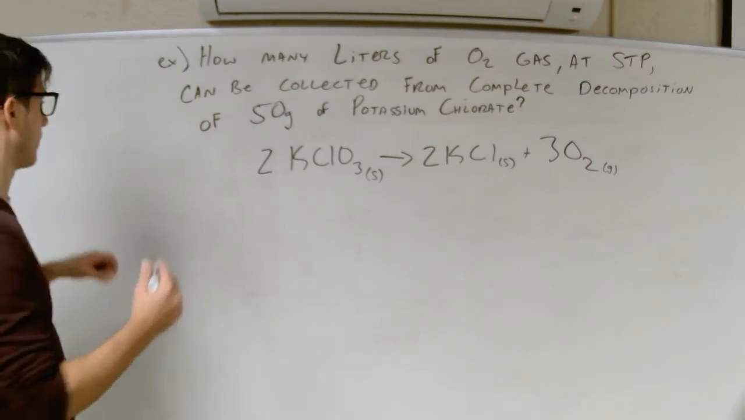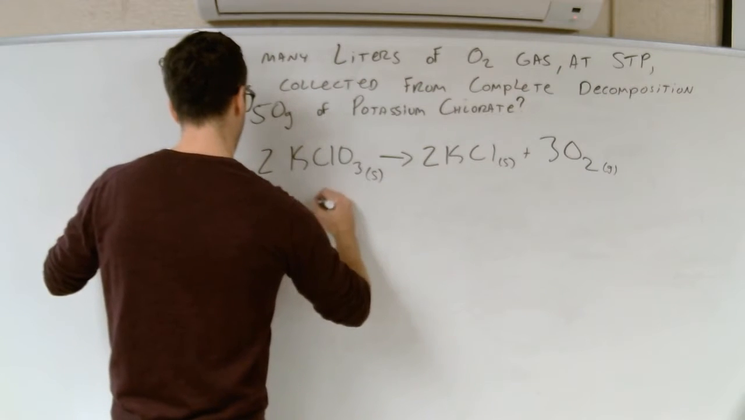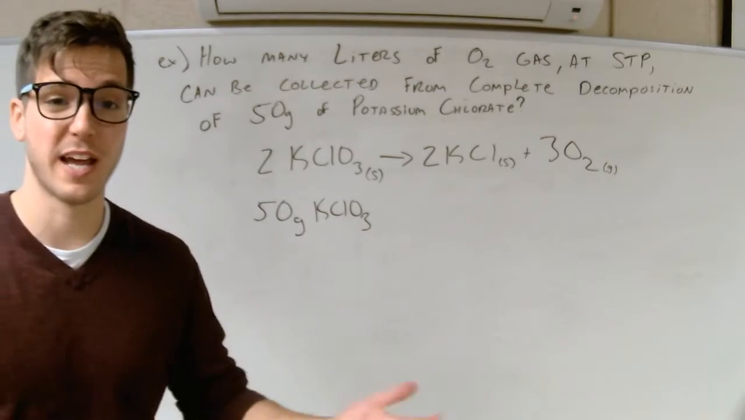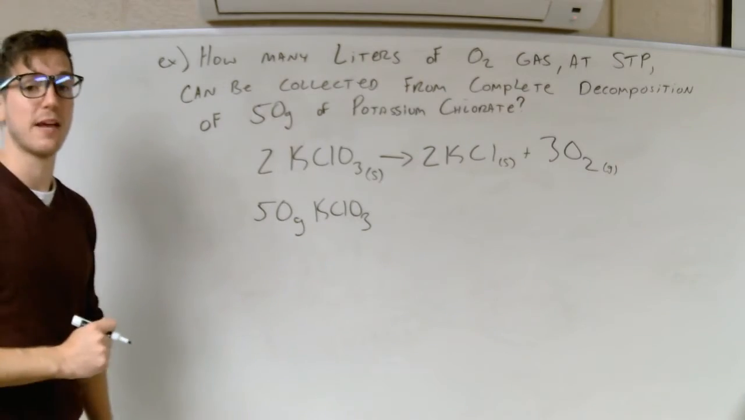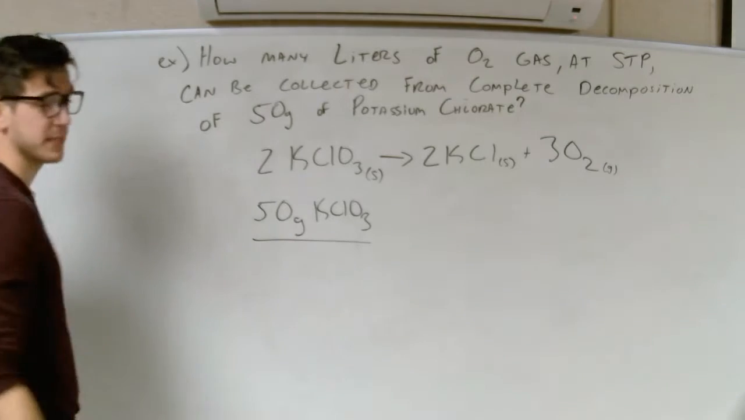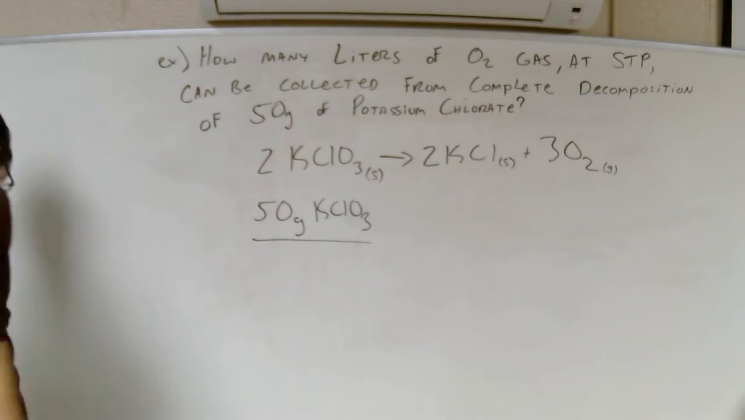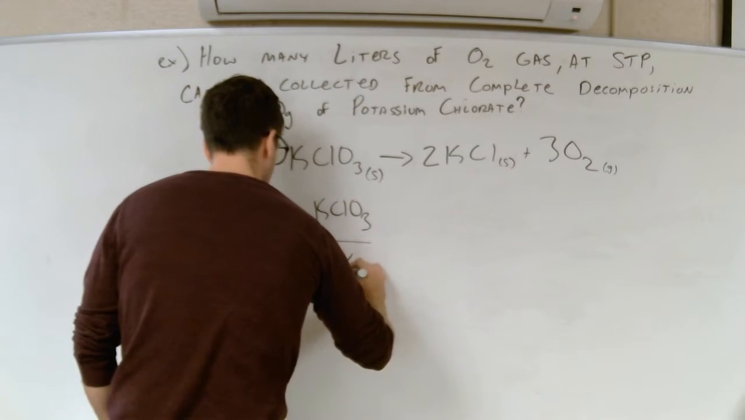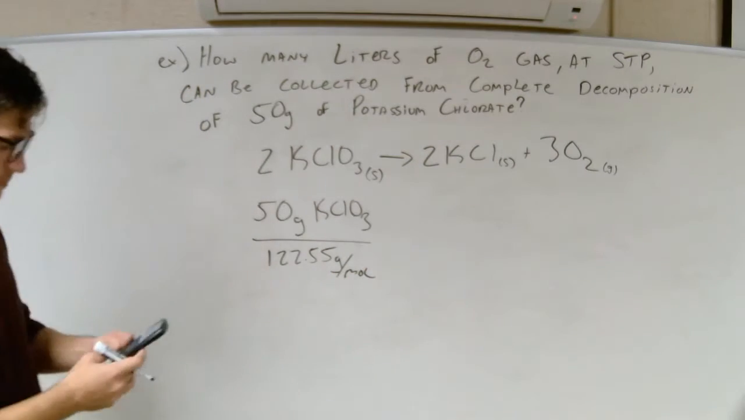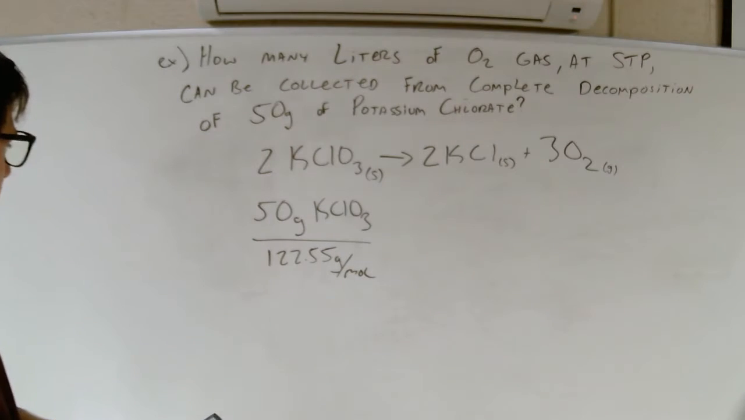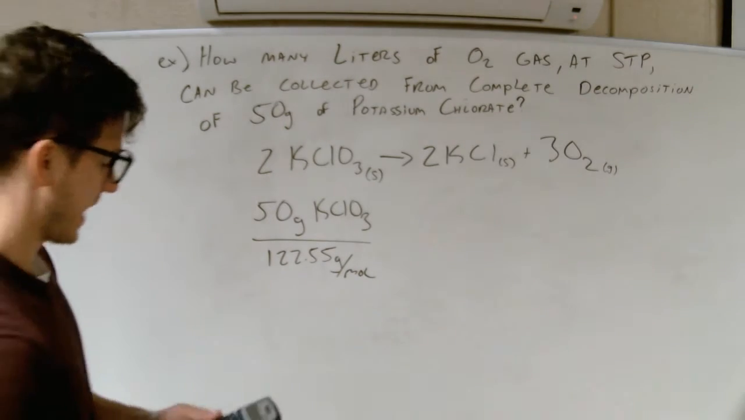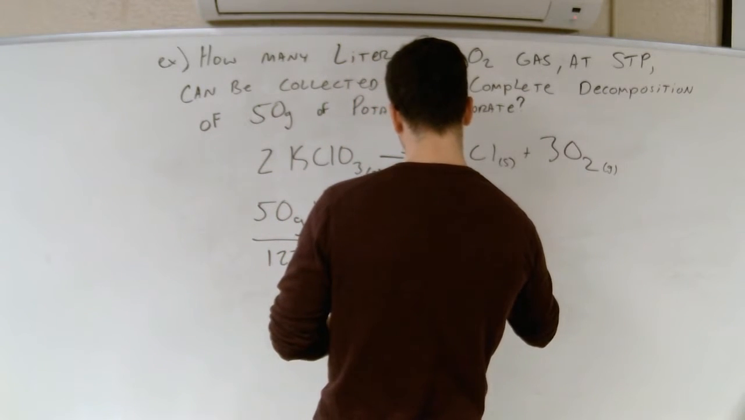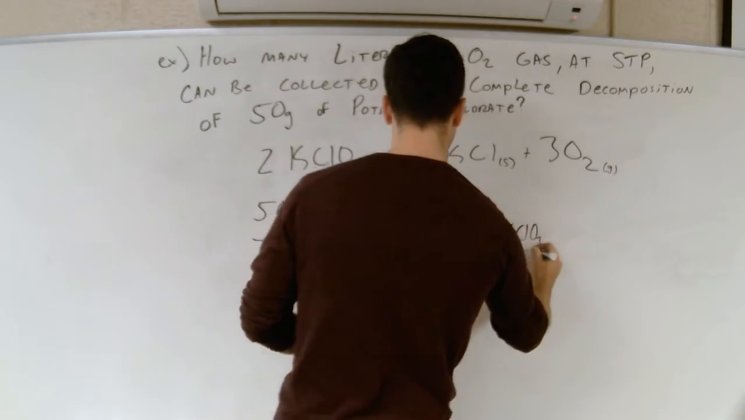Let's start with what we're given. We're given 50 grams of potassium chlorate, okay? So we got to get that to moles so we could do a nice mole ratio. So let's divide by the molar mass of potassium chlorate. I add potassium's molar mass, chlorine's molar mass, and 3 oxygen's molar masses to get 122.55 grams per mole, okay? So I'm going to go ahead and take 50 divided by 122.55, and I should get 0.408 moles of potassium chlorate, okay?